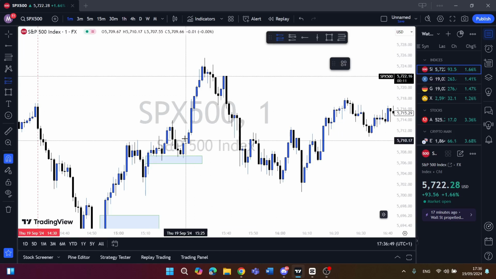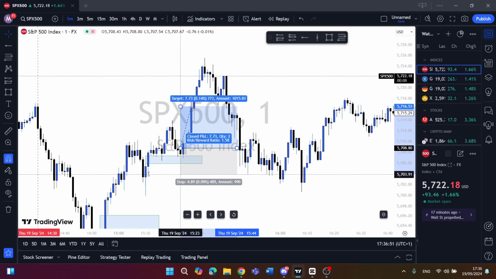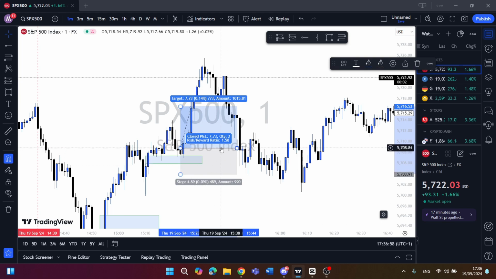So I could have just simply used a tighter stop loss like this one to get a higher risk to reward ratio. However, this would also increase the risk, but overall I'm happy with this trade. This was my first trade back, so I am a bit rusty, but I'm hoping to win more trades just like this one.